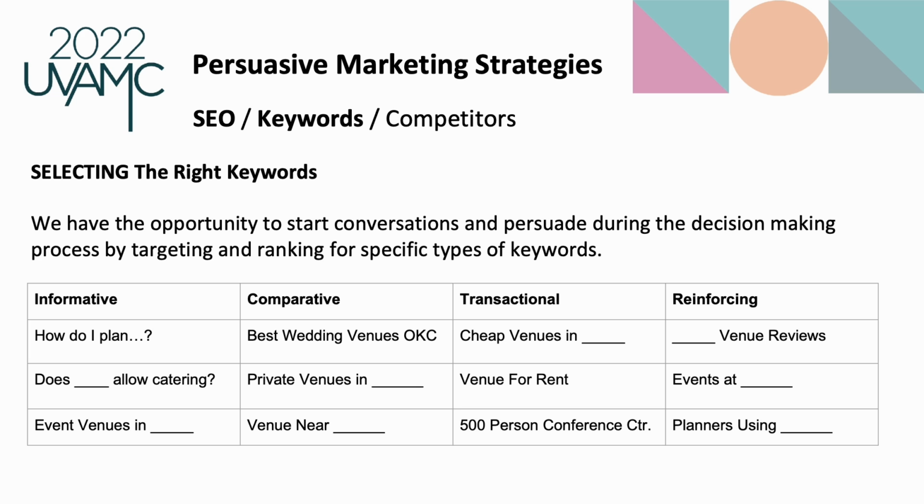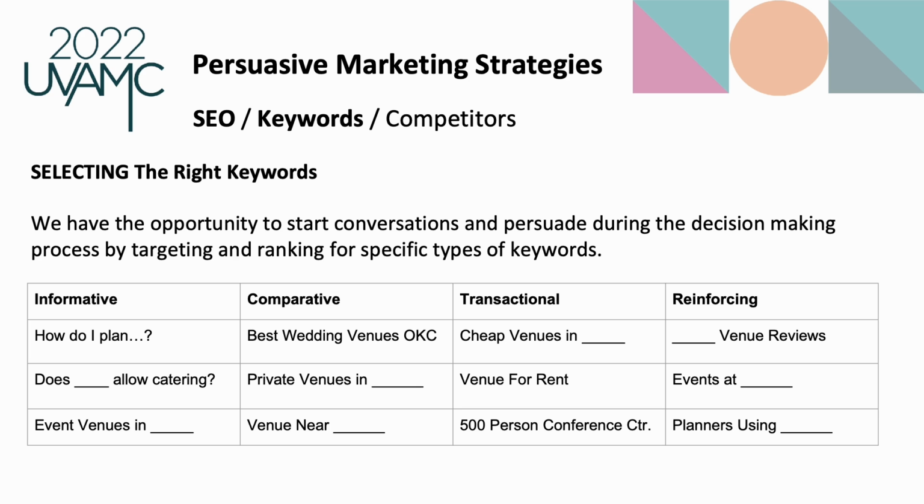Comparative keywords. These are all the people that are searching for best or private versus public spaces. Venues near, I think near is kind of a qualifier for people. Venues near downtown, near the water, venues with a view. I know for UCSD, that's a big area for them. It's a venue with a view of the beach. That's something they really capitalize on.